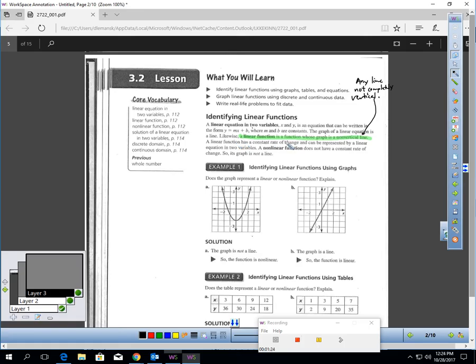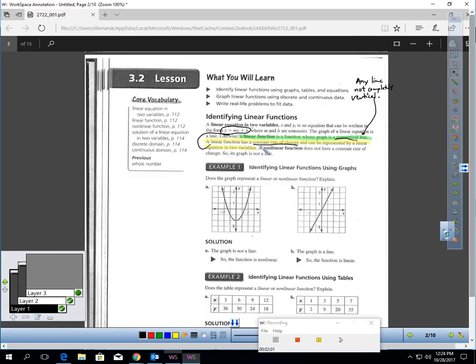A linear function is a function whose graph is a non-vertical line. Now, non-vertical means any line that's not completely vertical would be a linear function graph. So the only time a line is not a linear function is if it's a complete up and down line. A linear function has a constant rate of change and can be represented by a linear equation in two variables. So all linear functions can be written in this form, is what that's saying.